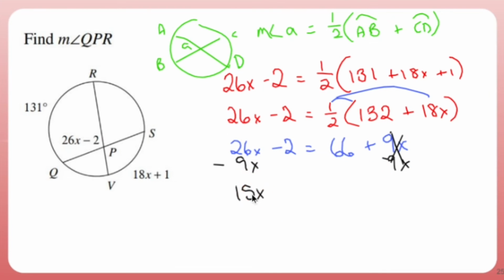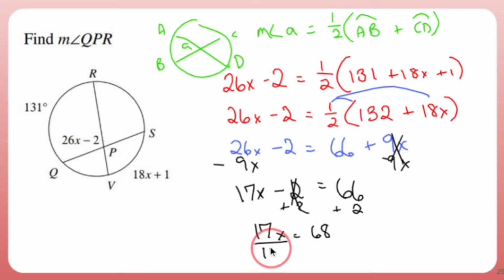Ugh, this is not going to be pleasant at all. So 15x minus 2 is going to equal 66. I knew I was wrong. This is 17x. This is 17x. Which now it's going to be pleasant, because if I add 2 to both sides, that gets me 17x equals 68. Divide by 17, divide by 17, and that's going to get me x equals 4.